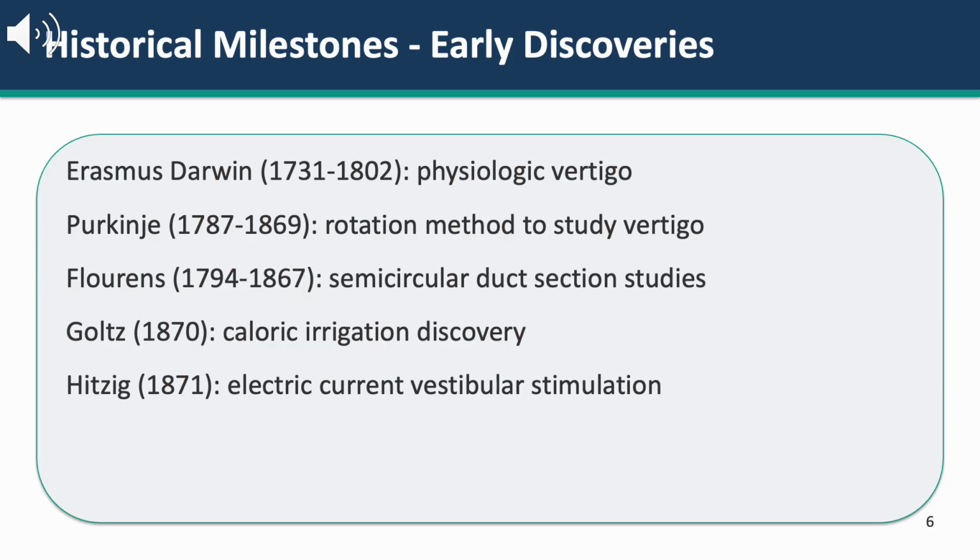French physiologist Jean-Pierre Florent performed key studies showing that section of semicircular ducts produces muscular incoordination maximal in the plane of the sectioned canals. In 1870, German physiologist Friedrich Leopold Goltz found that caloric irrigation of the external auditory canal produced vertigo, nausea, and nystagmus. In 1871, Eduard Hitzig produced similar phenomena with electric currents applied to the head.